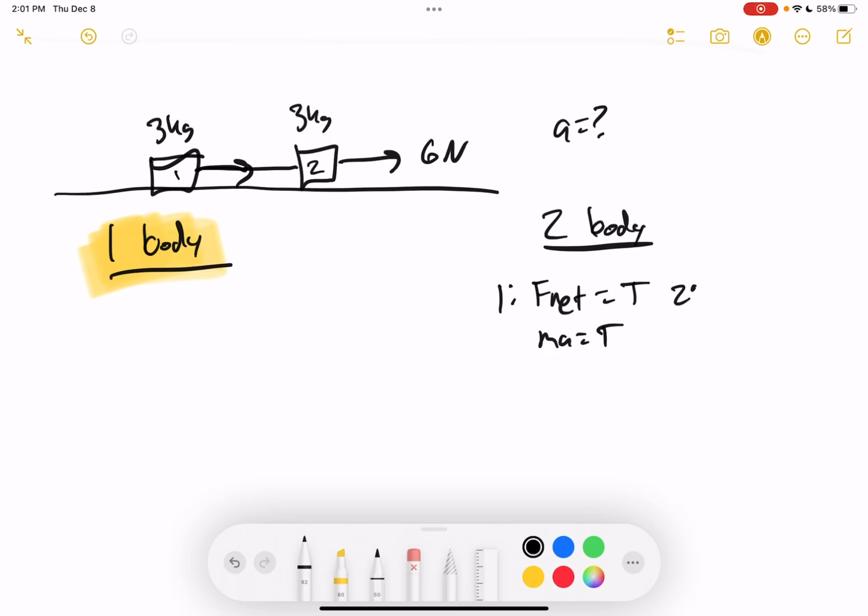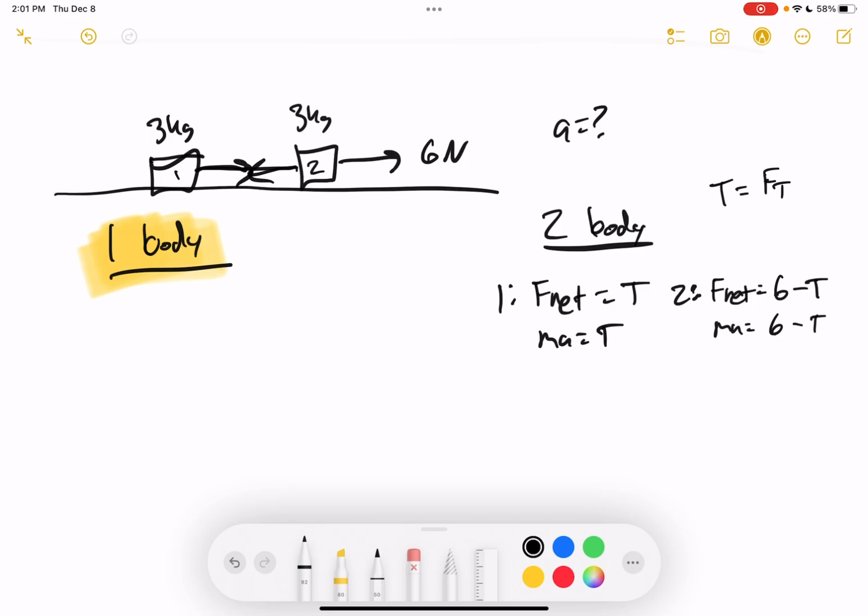Now let's set up for the second one. The second one is going to have this tension force backwards. And so here I'll have Fnet equals 6 minus T. You can also do Ft for tension. So sometimes you'll see T, sometimes you'll see Ft. Either one of those is perfectly fine. So then I have Ma equals 6 minus T.